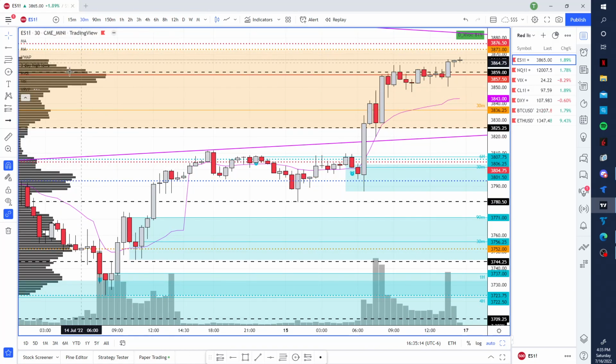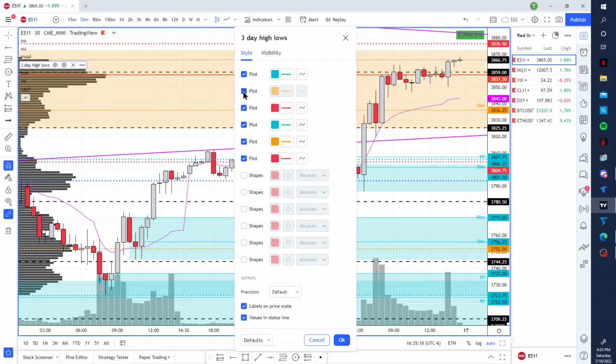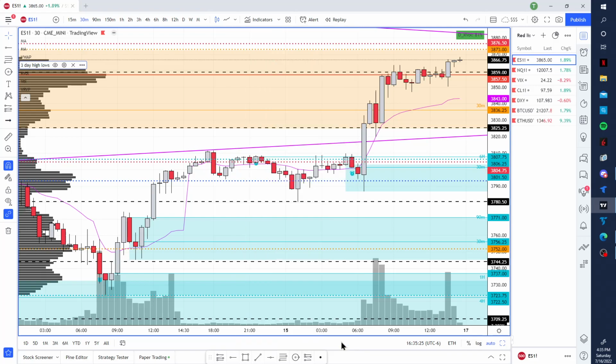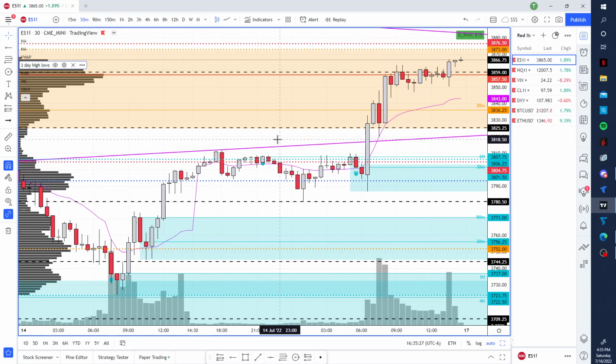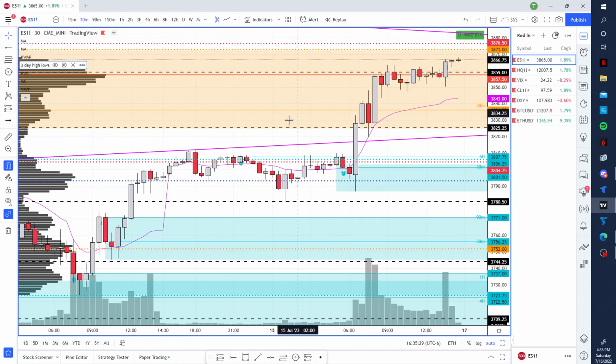You can also turn off the last 2 days if you want, and just have the previous day. You can also do that. I like having them all on because price tends to respect, or at least show a reaction at, the previous high and low of the last few days. So I keep it on there.